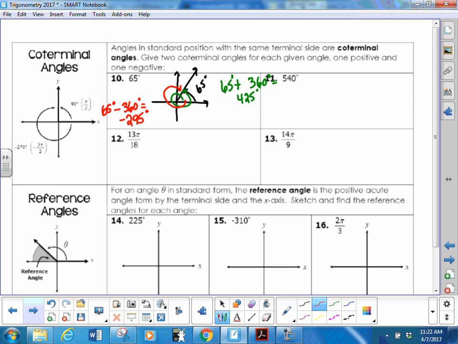Add 360, take away 360, and most of the time that's all you have to do to find your coterminal angles. So I'll leave 540 to you, so you have one to practice on. But for 12, let's look at one with radians. Okay? So if we do 13 pi over 18, that's 130 degrees.